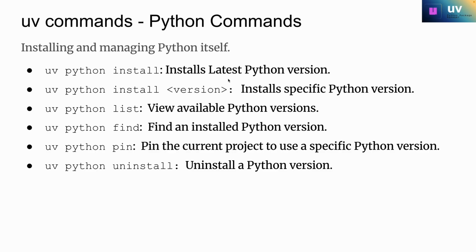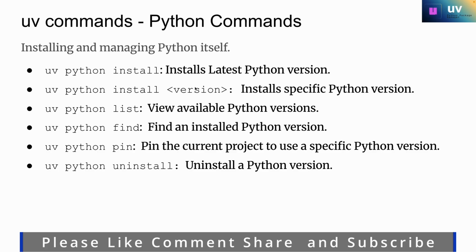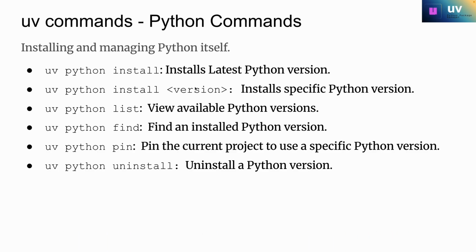So uv python install installs the latest Python version. With uv python install, if we specify a specific version, it will install that specific Python version. uv python list will give you the list of available Python versions in that system. With uv python find, you can find whether a specific Python version is installed in the system or not. uv python pin: if you want to use a specific Python version in a particular project, you can use uv python pin and you can give the specific version. That specific Python version will be used for that particular project, and you can use uv python uninstall to uninstall a specific Python version. So it is quite an easy way to manage different Python versions inside a project or inside a system.